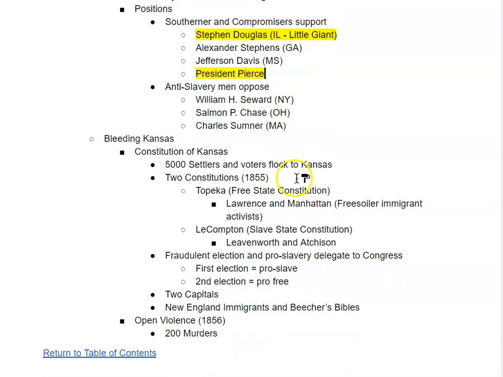You also see people violently oppose the Kansas-Nebraska Act. We already talked about William Henry Seward, senator from New York, who would be nearly the Republican nominee in the future, going up against Lincoln. Another challenger for the Republican nomination would be Salmon P. Chase of Ohio. Another outspoken anti-slavery opponent of the Kansas-Nebraska Act is Senator Charles Sumner of Massachusetts. He is the man who will famously be beaten nearly to death on the floor of the United States Senate for the speech that he gives about what's happening in Kansas in just another year or two.